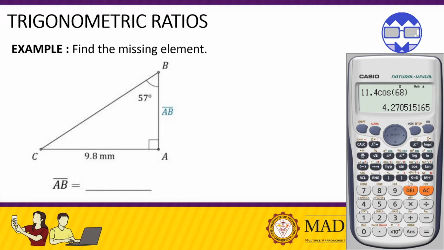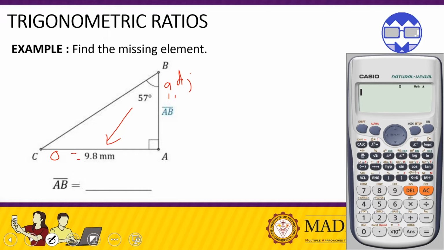Let's have another example. Example number 2 for trigonometric ratios. Again, we have the angle here, 57 degrees, and we have 9.8. Determining the given, we have the opposite. Again, the opposite side is always opposite of the given angle. So 9.8 is our opposite. And we're asked to find the adjacent. So AB, the length of AB, is the adjacent side of the right triangle.